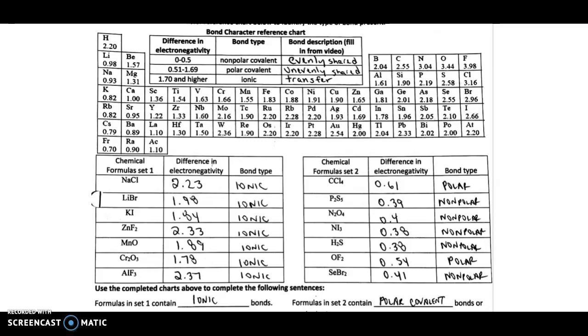And then on the right-hand table, that set has both nonpolar covalent and polar covalent. They are all between two nonmetals, but sometimes the electronegativity difference is small, less than 0.5, which would be nonpolar covalent, and sometimes it's in between 0.51 and 1.69, and we would call that polar covalent. So compounds that contain a metal and a nonmetal and have large electronegativity differences are ionic compounds, and those that have smaller electronegativity differences and are between two nonmetals are covalent bonds. Those are often referred to as molecular compounds.